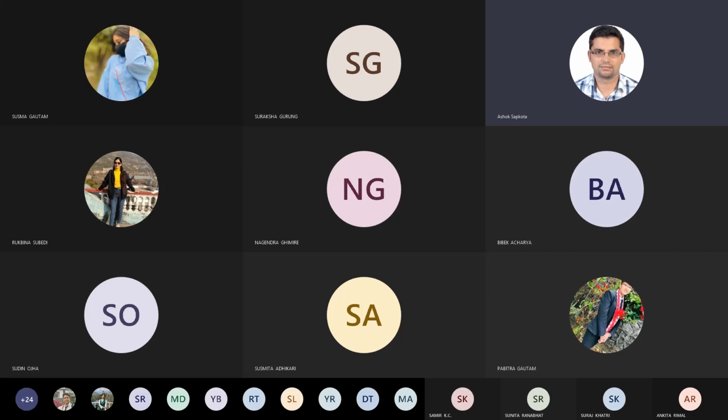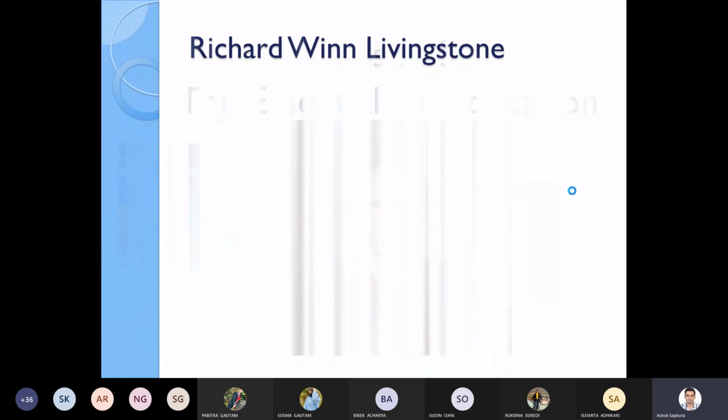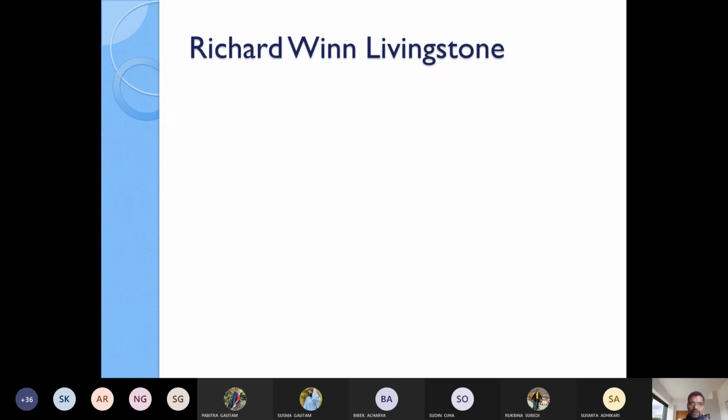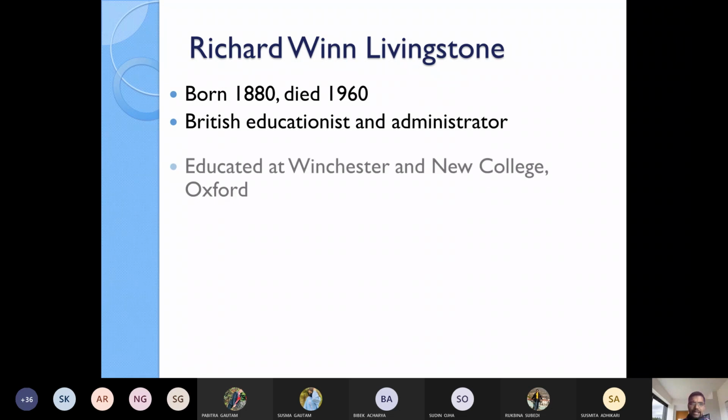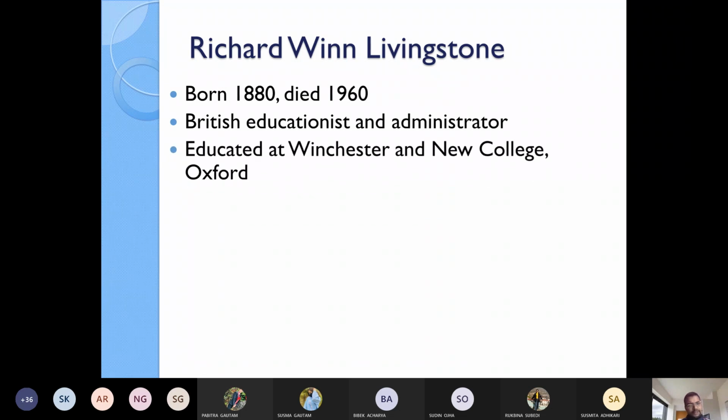In the text, the focus is on Richard Winn Livingstone. We just discussed his birth in 1880 and death in 1960, and that he was a British educationist and administrator.